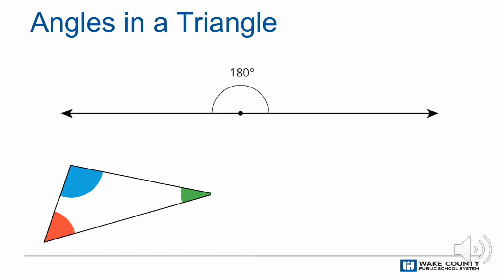Through experiment, they will also find that if we add the three angles of a triangle physically by cutting them off and lining them up, the vertices and the sides, then the three angles form a straight angle.